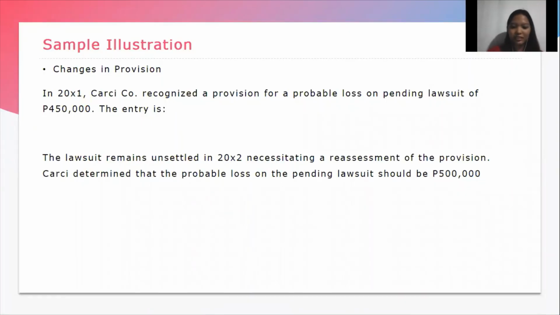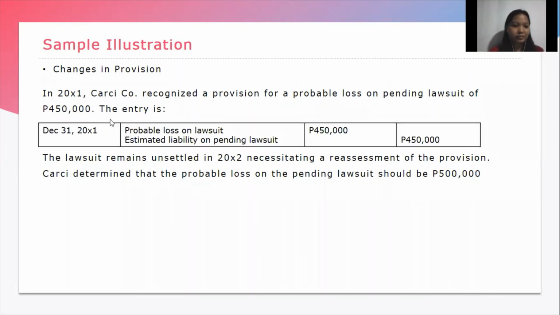So, there's a sample illustration regarding the changes in provision. In 20x1, Carsico recognized a provision for a probable loss on pending losses of 450,000 pesos. The entry is on December 31, 20x1, debit probable loss on lawsuit for 450,000 and credit estimated liability and pending losses for 450,000.